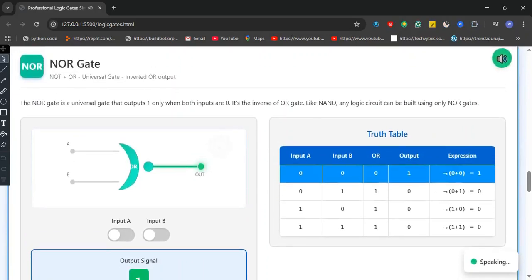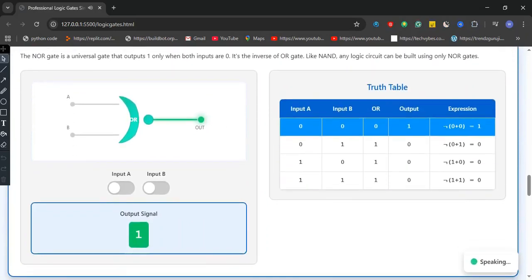NOR gate. The NOR gate is another universal logic gate that combines OR and NOT operations. It outputs high or 1 only when both inputs are low or 0. In all other cases, it outputs low or 0. The NOR gate follows the rule, output Y equals NOT of input A OR input B in Boolean algebra. This is Y equals NOT (A + B).